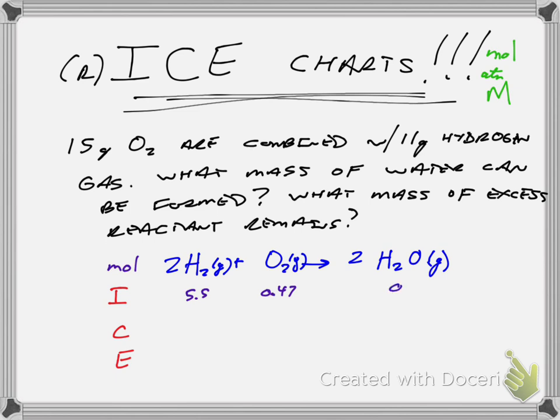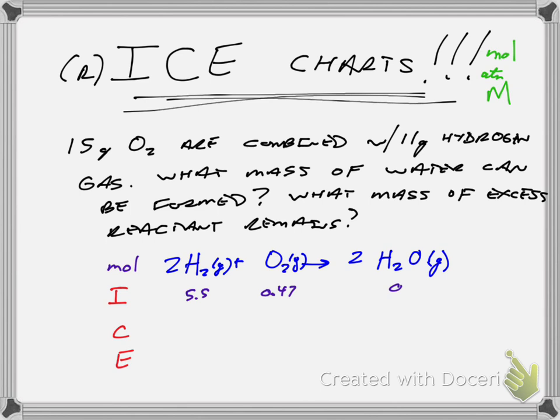In equilibrium, we might start off with product, but for right now, we're just going to turn reactants into products, and so the initial product is going to be 0. So I finished the initial line. I know how many moles of each reactant and product that I start off with. So now the next question is, who's limiting?